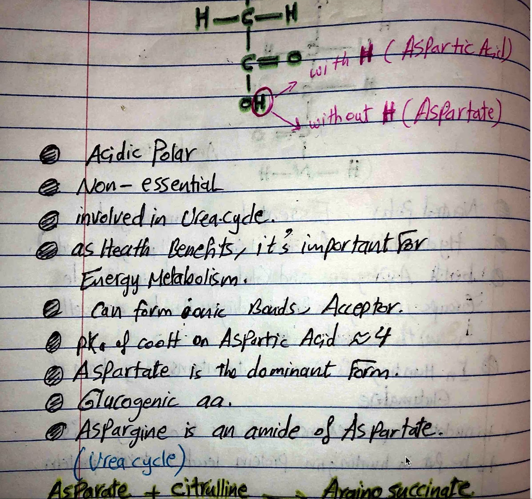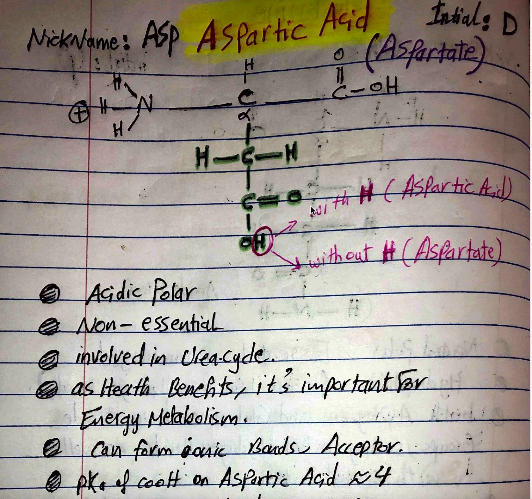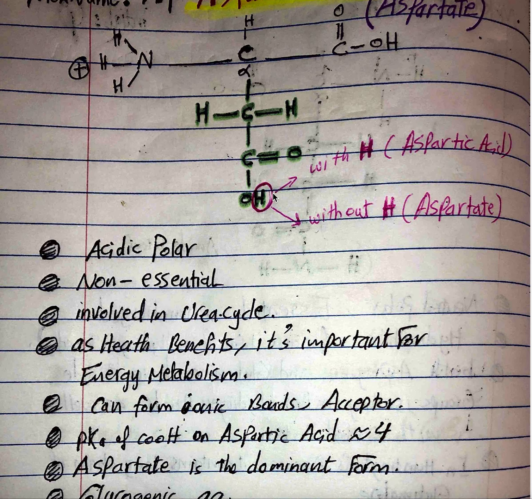Okay, so this is all the information that we have to know about aspartic acid. Remember, there is that trick in its initial, it's D, and with H it is called aspartic acid, without H we call it aspartate. Remember, it has a carboxylic group in the backbone and a carboxylic group in the side chain, and don't forget the little carbon here that is a part of this side chain.